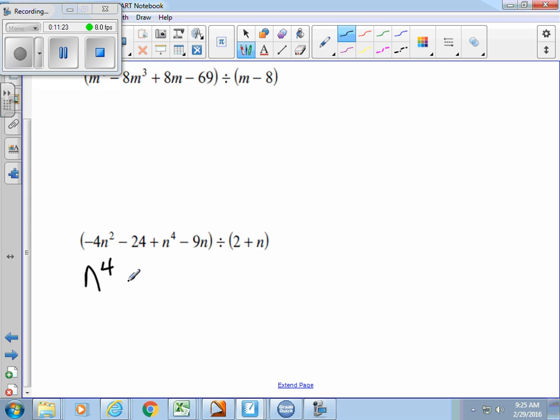n to the 4th, 0n cubed, minus 4n squared, minus 9n minus 24. Notice I added my own piece in there. Why do I need that part?